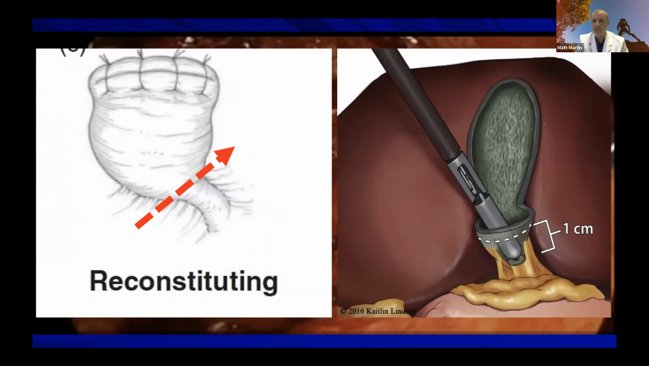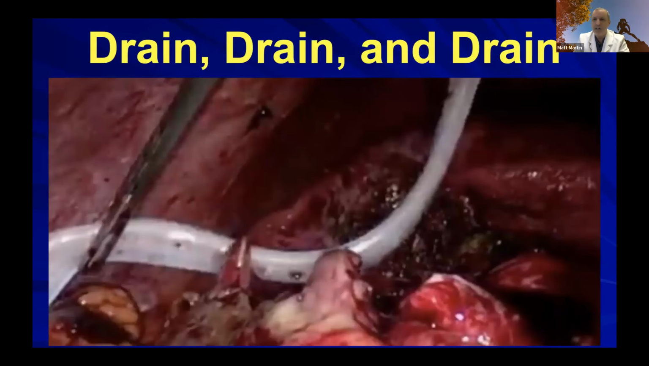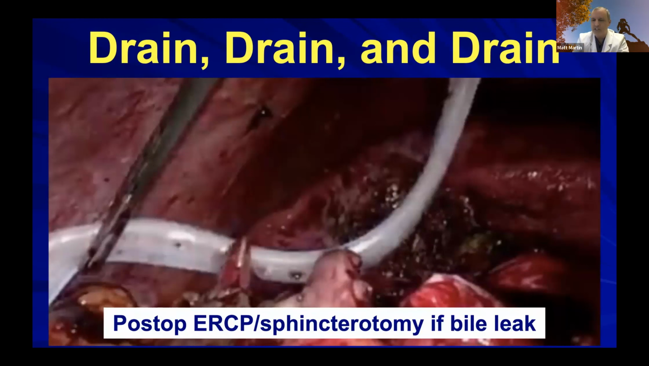And if you don't, you can leave a drain in there. Some people suture the common duct orifice. I generally don't try that. You can leave a JP or a Malecot. If you get a bile leak, drain, drain, drain. If you get a bile leak, then just do a post-op ERCP and sphincterotomy.